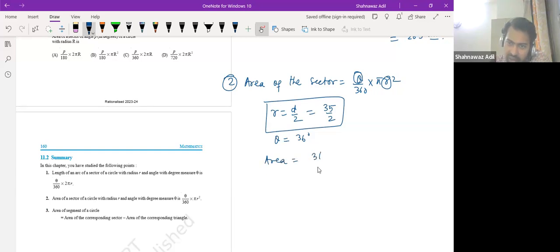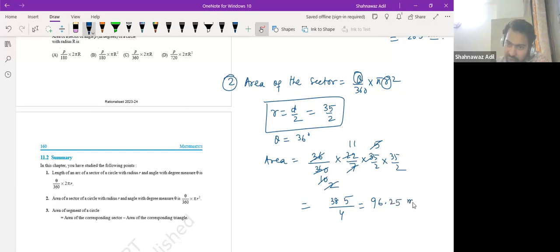That would be 36 and pi and 35 by 2, 35 by 2. So this is 10 and this is 5, this is 2, this is 11. So this is how much? 55 and 33 and 5, 38 divided by 4. So this is 9, and then we have 5. So this is the area of the sector, each sector, right?